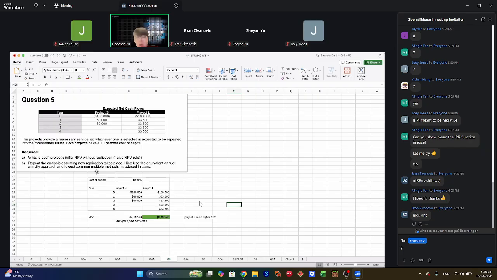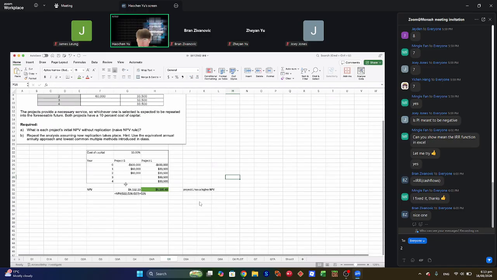So I will explain these two methods later, but just keep in mind that normally we assume that you are going to use the EAA method to solve the problem. So how can we use the EAA method? What's the meaning of the EAA method?